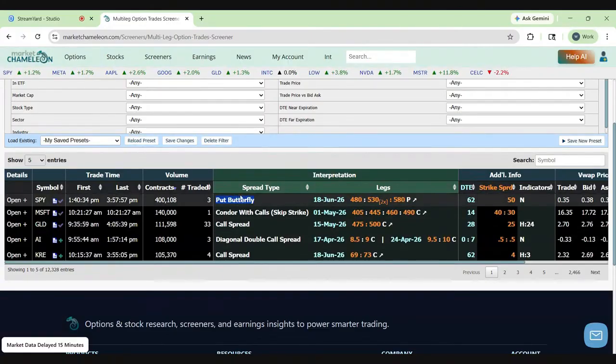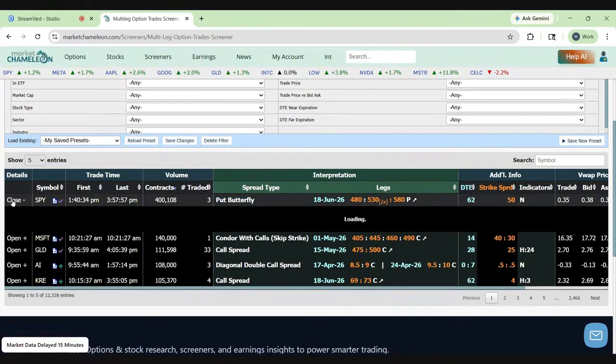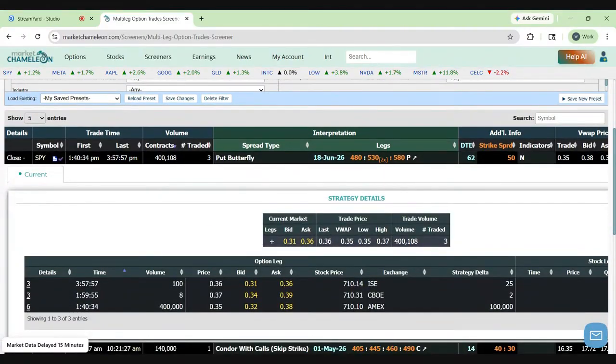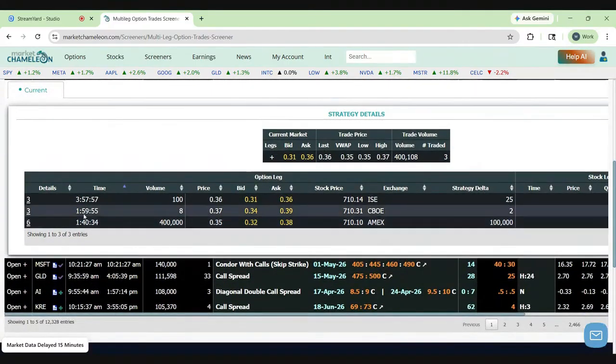So if we wanted to just see the details of it, let's just click open, and we could start drilling deeper into the details. So this is the market price, 31 cents, 36 cents. At the end of the day, the last time it traded was 36 cents. The VWAP price was 35, and the low price was 35 cents, high price 37 cents. And these were the 3 trades.